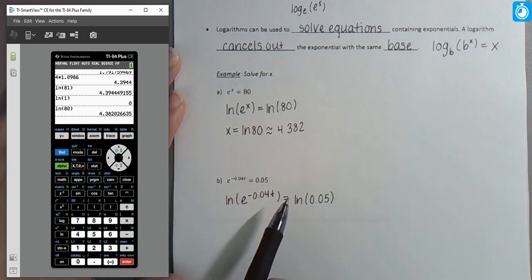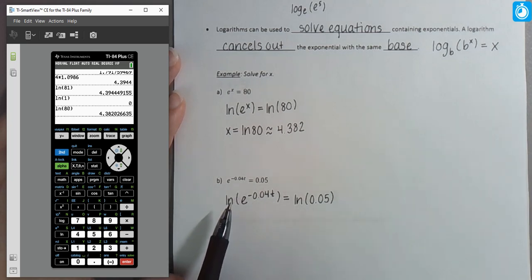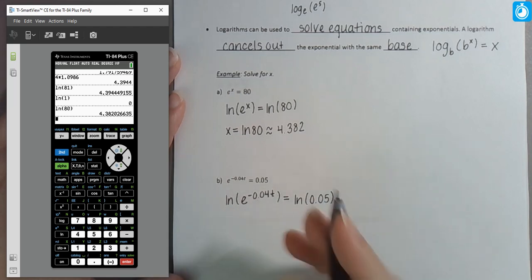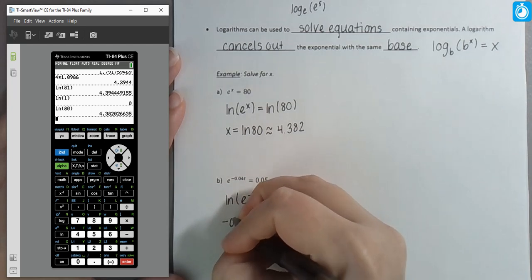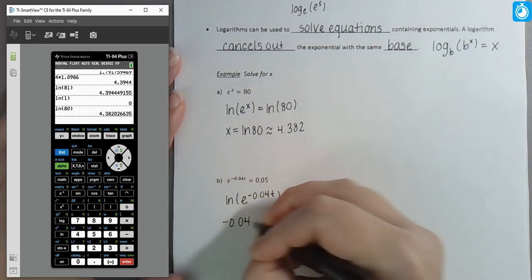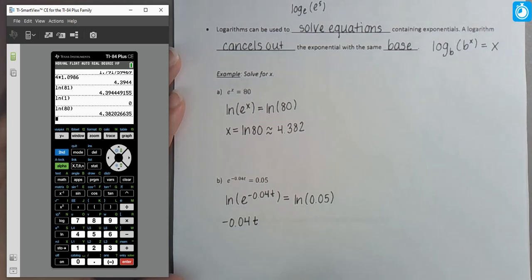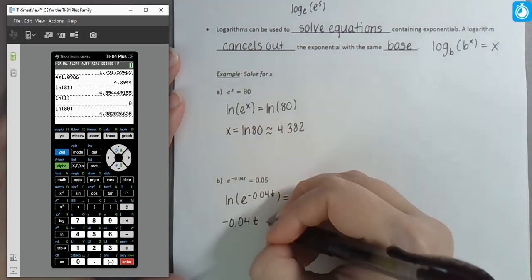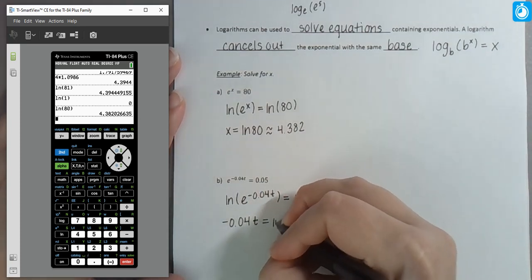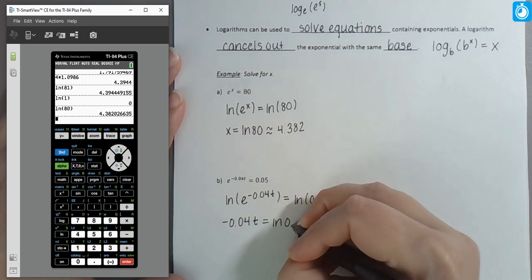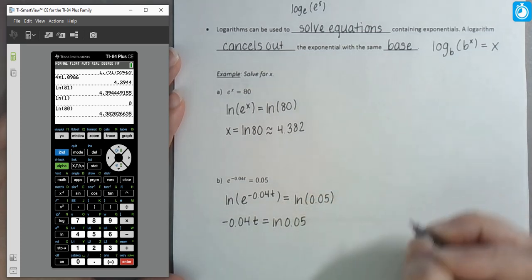So on the left-hand side, log base e, natural log, and exponential base e are inverses, so they cancel out, and we're just left with the exponent. Now notice there's a little bit more going on in the exponent here than there was before. We're left with the entire exponent, not just the variable. So that's going to be equal to the natural log of 0.05.